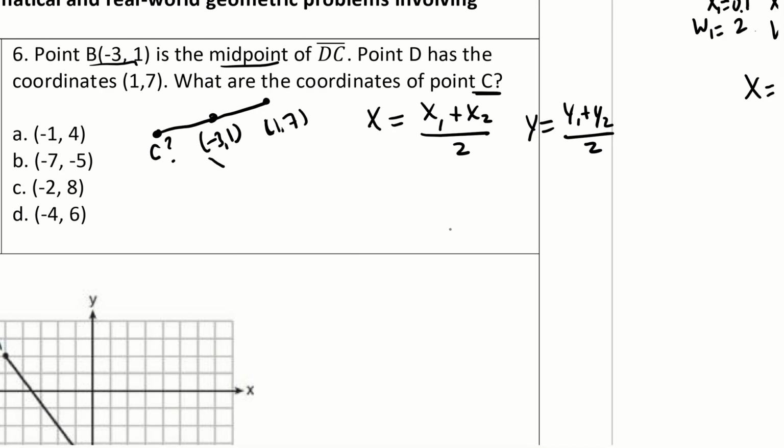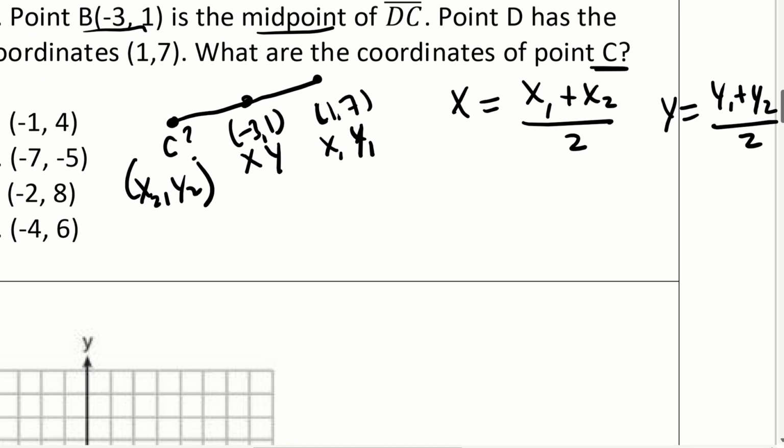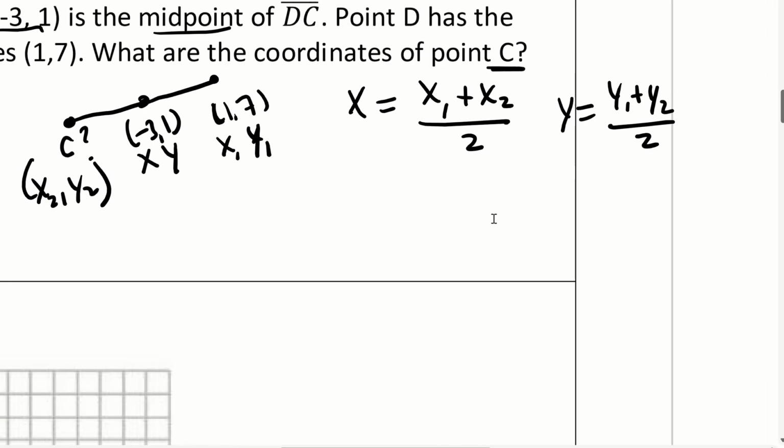So we know that this is x and this is y. This is x1 and this is y1. Now, this is going to be x2, y2. We actually don't know what that is. So the midpoint is given by x, y. The coordinates are given by x1, y1, x2, y2. But we don't know x2, y2. So we're going to plug in what we know.